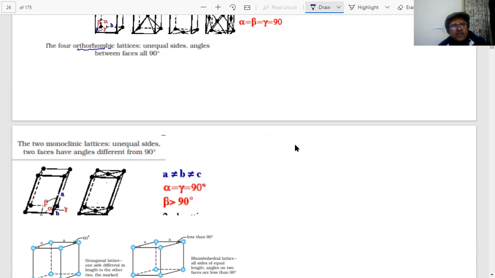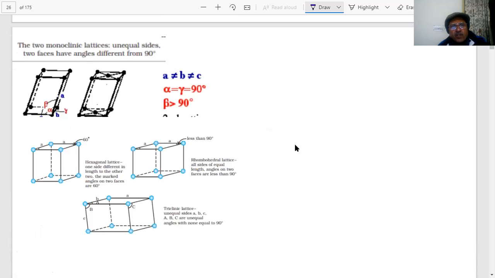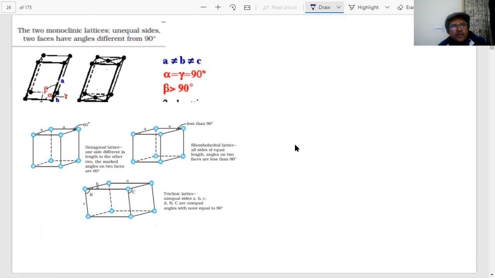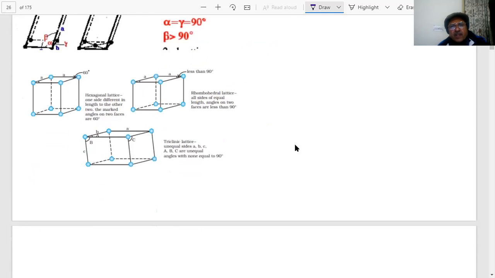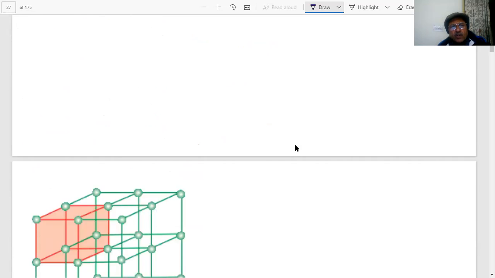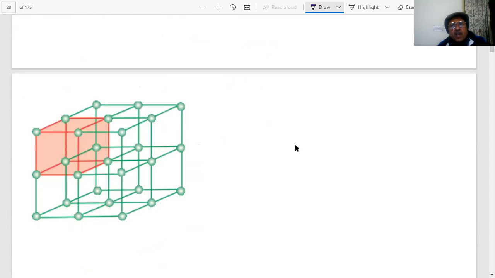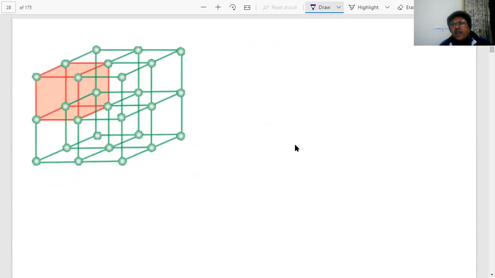Monoclinic, students, and rhombohedral, students, hexagonal lattice. These pictures are available in different books, students. Those students who want to see more can see that. And three-dimensional cubes will be drawn a lot in this, just for visualization, where you can see where these particles, atoms, are present.